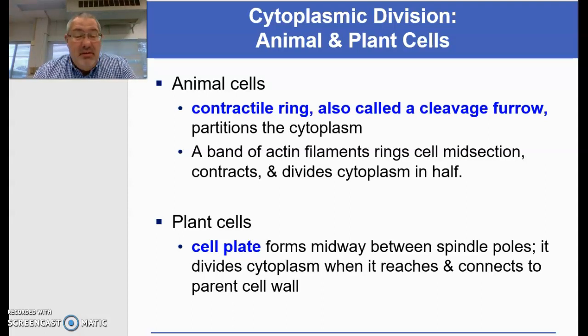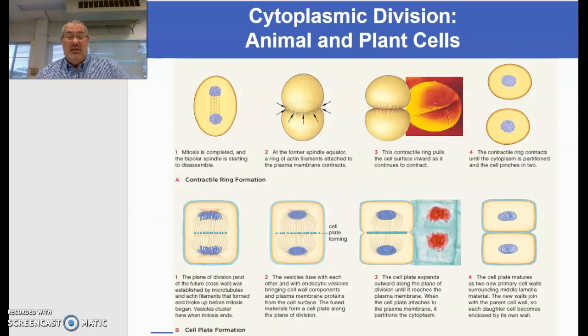The last slide gives you some illustrations of cytokinesis in an animal cell and a plant cell. So the animal cell shows the equatorial region where the cell began to split, where the chromosomes were lined up at metaphase. The animal cell has a ring of actin filaments, microfilaments, that will pinch the parent cell in half to form two daughter cells.